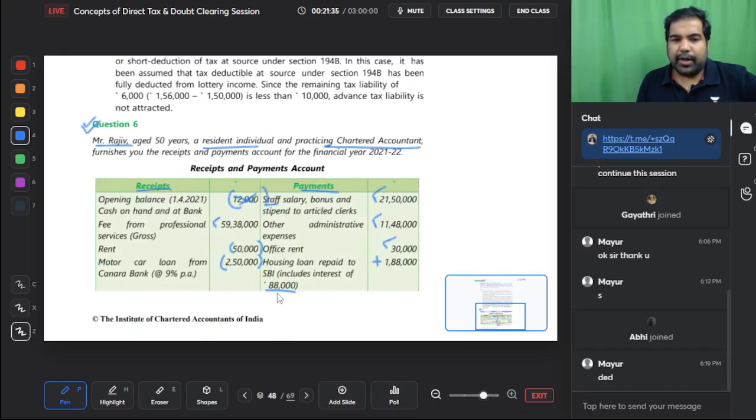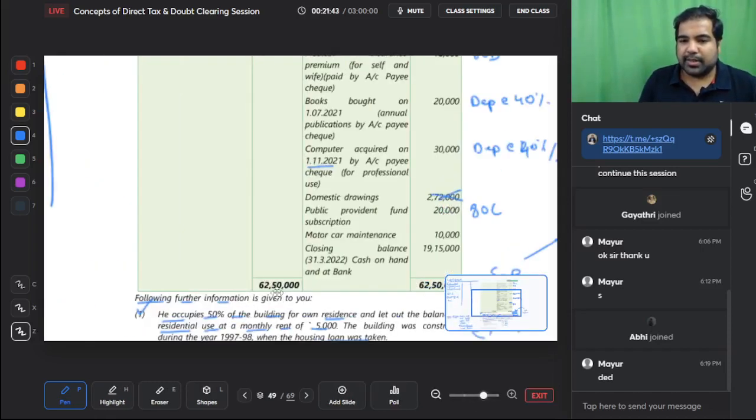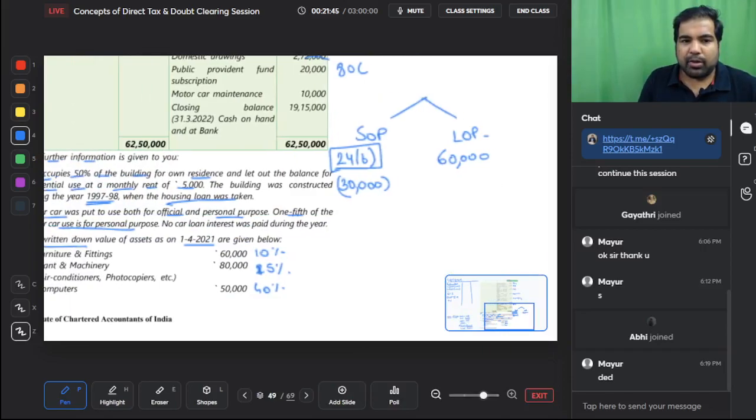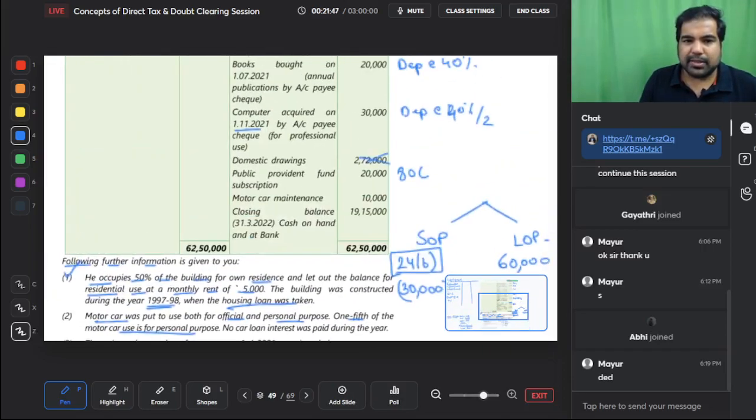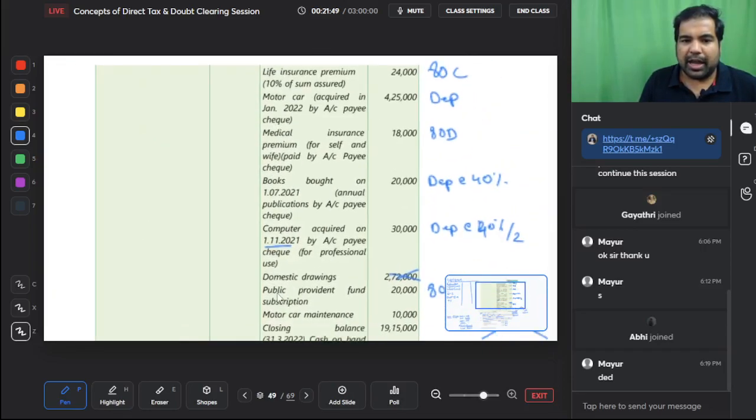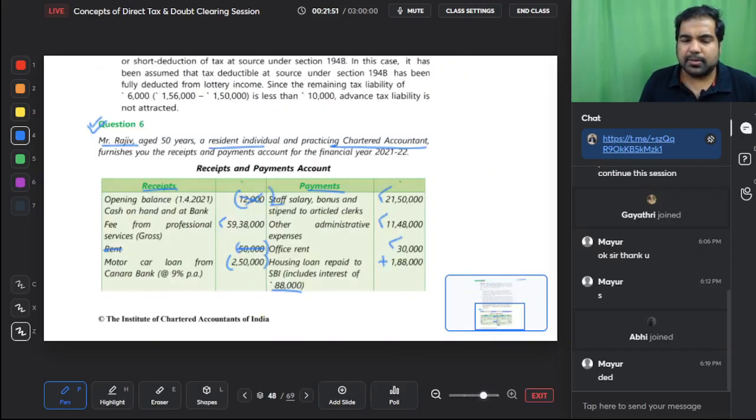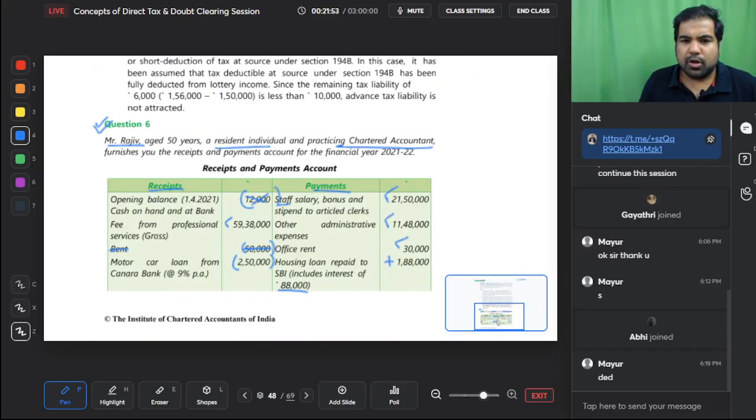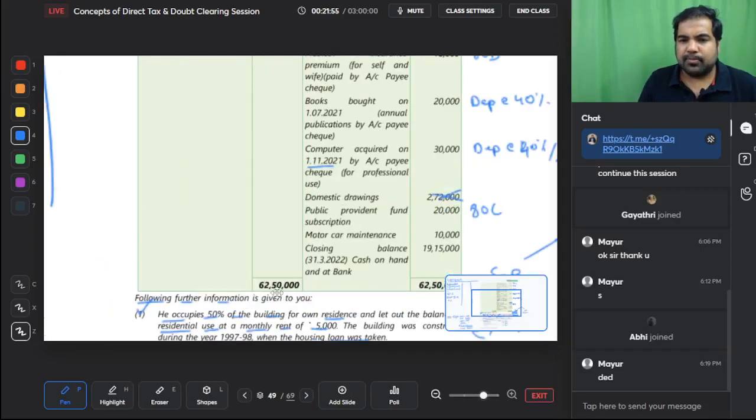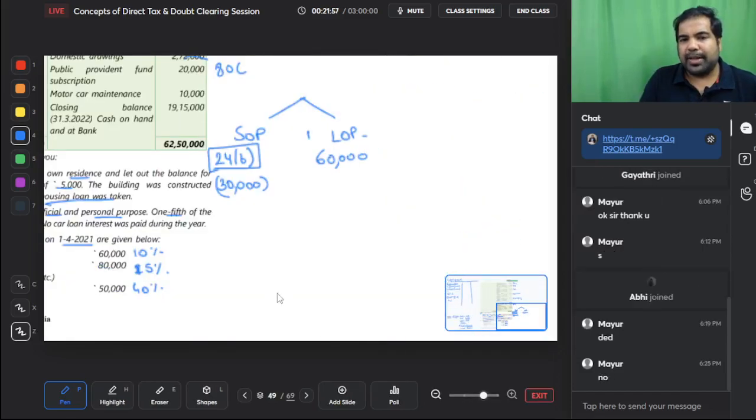You have taken rent as 50,000, but guys, doesn't matter. In PGBP and IFOS you can choose the method of accounting, and IFHP you can't. So it is 60,000, that is LOP. I don't think they've given municipal taxes. Let's still check. I have not read any municipal taxes. Nope, there are no municipal taxes. So you will do LOP, that is the second.